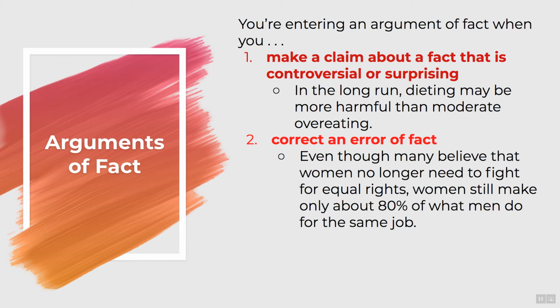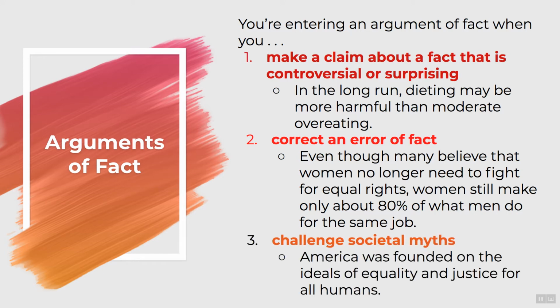You're entering an argument of fact when you correct an error of fact. Even though many believe that women no longer need to fight for equal rights, women still make only about 80% of what men do for the same job. So here again, we're looking at information that many people believe to be a fact. They might even provide evidence and examples. In certain fields, certainly it is true that men and women make the same amount of money. When we do a little bit more digging, we see that this cannot be taken as a universal fact.